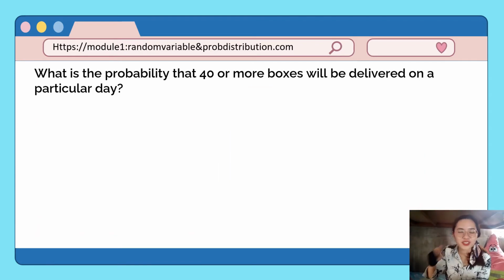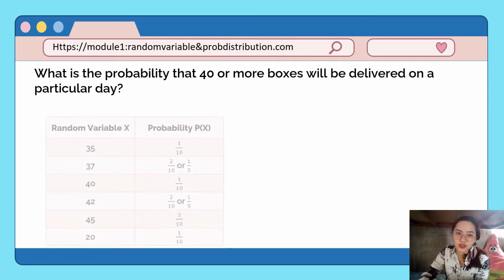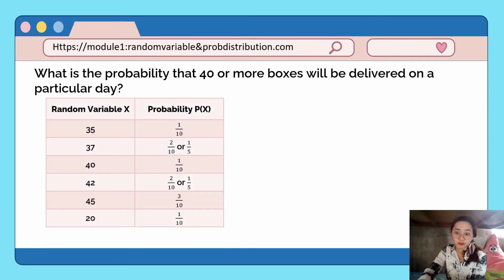Okay, so first question, what is the probability that 40 or more boxes will be delivered on a particular day? Okay, let's check our probability distribution. Kasi dito natin titignan. Ayan, so 40 or more boxes. So, we are referring dito sa 40 na to at yung mas mataas na kanya. So, itong 40 at yung more, itong value ang kailangan natin. Kasi ang hinahanap, what is the probability? Okay? 40 or more boxes. So, ipag-add-add lang din natin.